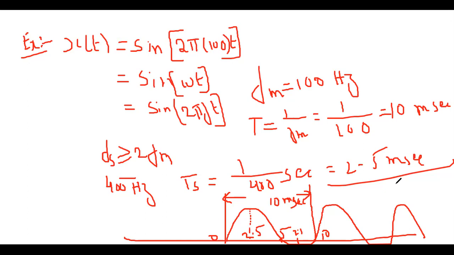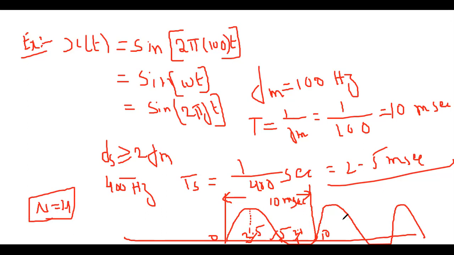The number of samples per cycle. How many samples do we have here in between? 1, 2, 3 and 4. The 4 samples are there. N is equal to 4. The number of samples we have per cycle is 1, 2, 3 and 4 total.